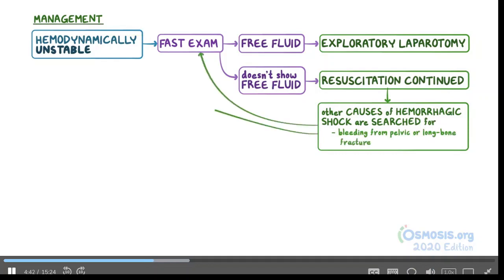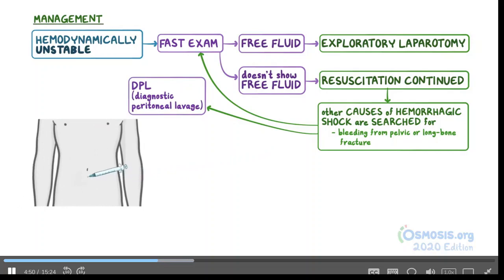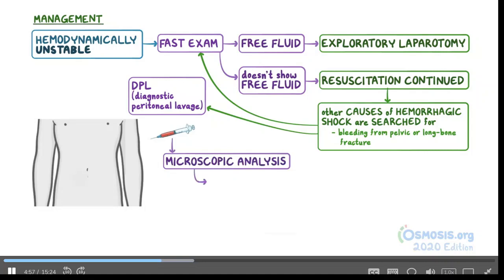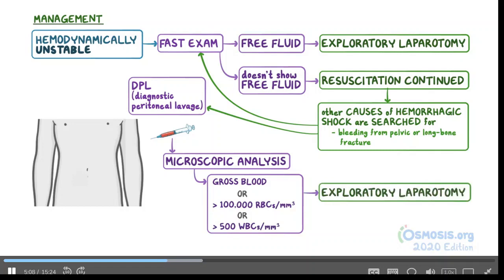After that, the FAST exam is repeated, and a diagnostic peritoneal lavage, or DPL, can be done. A DPL involves inserting a needle into the abdomen, aspirating a fluid sample, and sending it off for microscopic analysis. In a hemodynamically unstable individual, if there's gross blood, or more than 100,000 red blood cells, or more than 500 white blood cells on the microscopic analysis, then an exploratory laparotomy should be done.